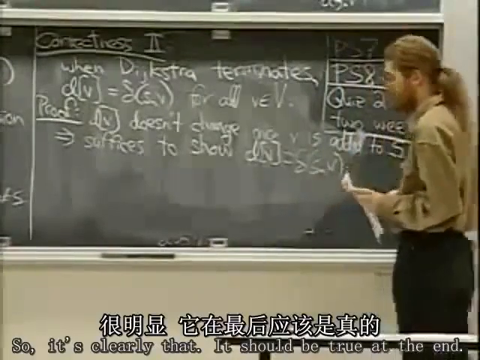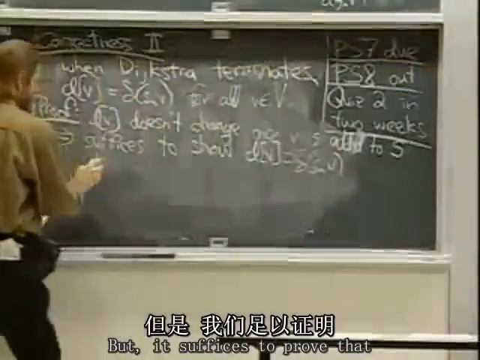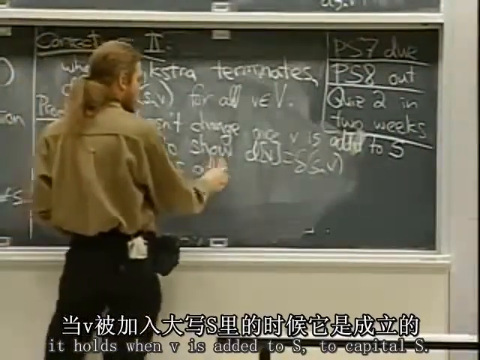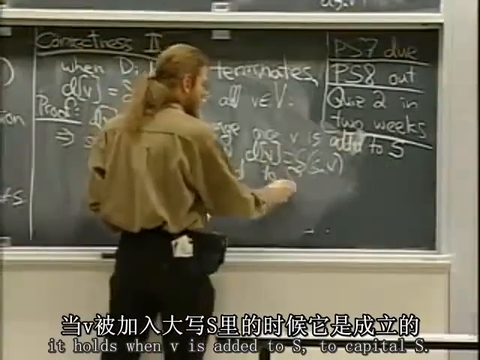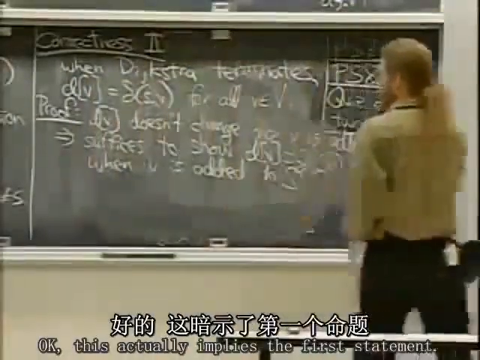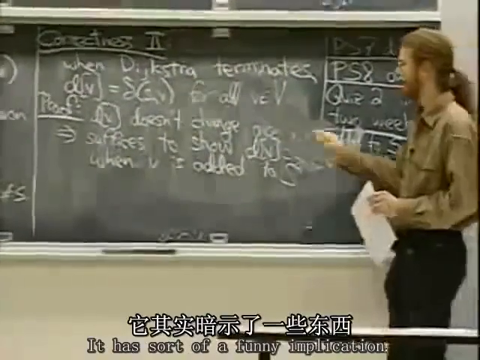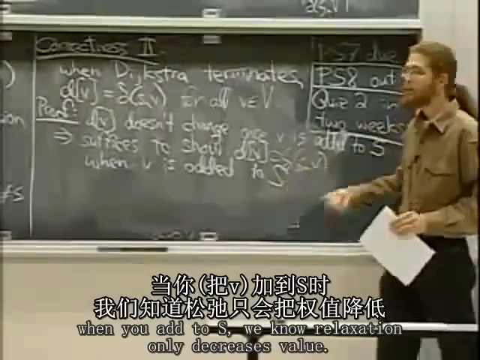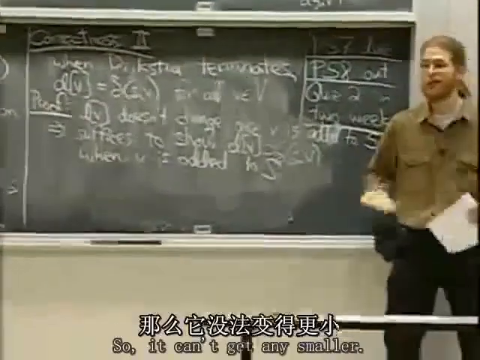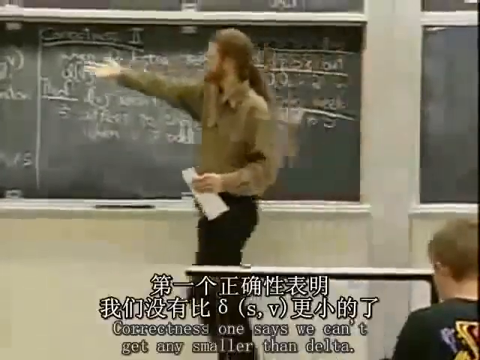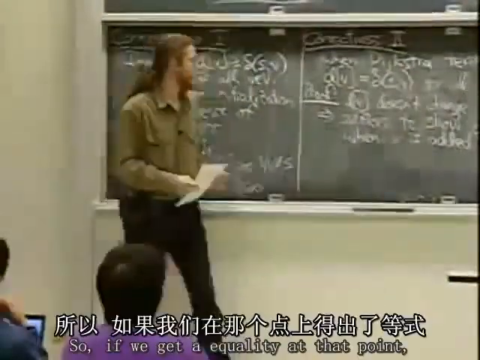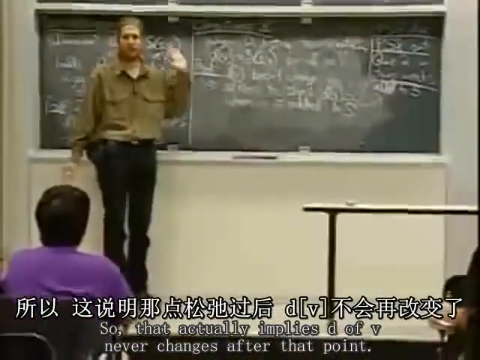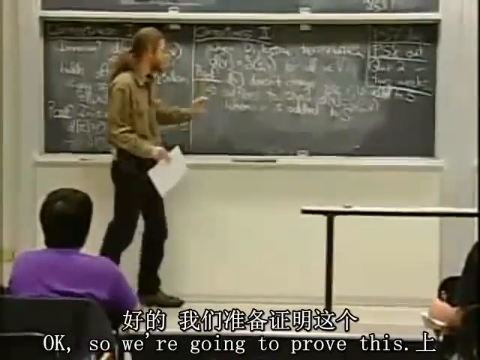So clearly that should be true at the end. But it suffices to prove that it holds when v is added to capital S. This actually implies the first statement. It's sort of a funny implication. But if we can prove that d of v equals delta of s comma v when you add to S, well, we know relaxation only decreases values, so it can't get any smaller from correctness 1. Correctness 1 says we can't get any smaller than delta. So if we get equality at that point, we'll have equality from then on. So that actually implies d of v never changes after that point. So we're going to prove this.